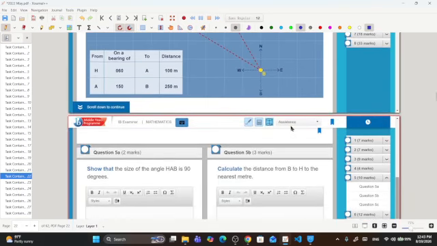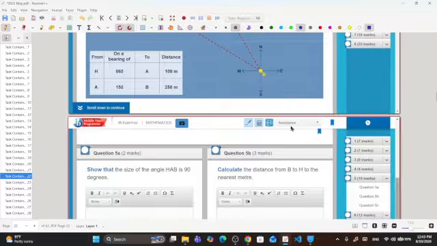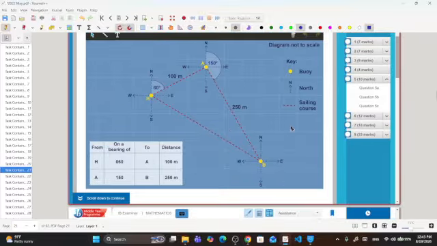Part A says, show that the size of the angle HAB is 90 degrees. HAB, where is HAB? Okay, we have to show that this angle is 90 degrees. So that's pretty easy. Here we go.